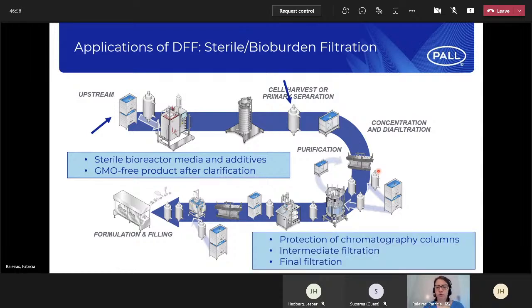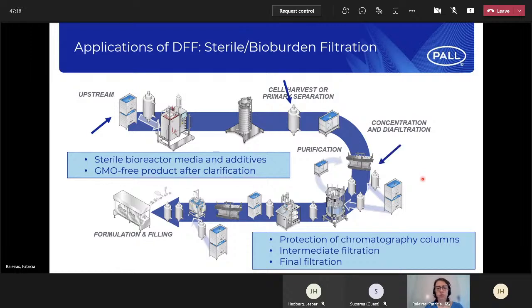Then later on in the process, you might need things like protection of chromatography columns. This is actually a very common thing to do. You pass your product and your buffers through 0.2 or 0.45 micrometer filters.